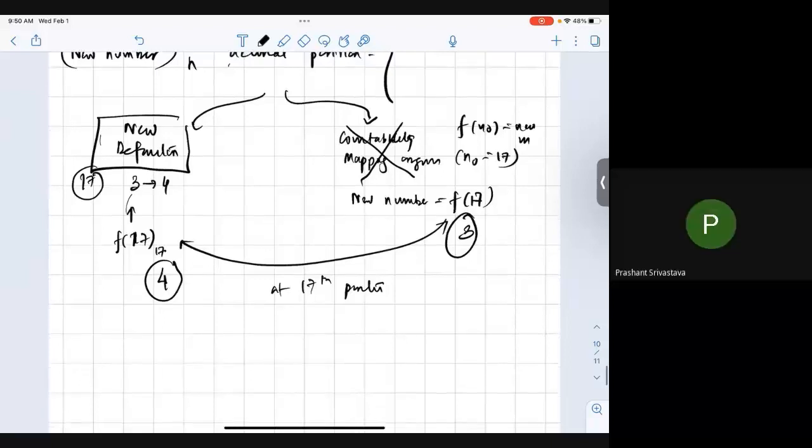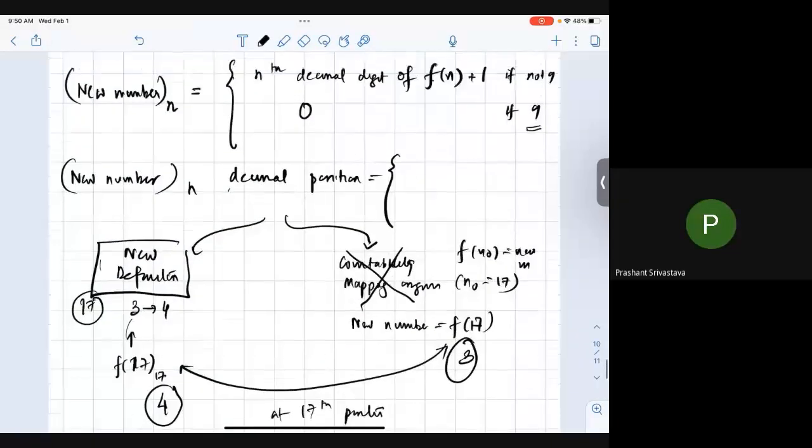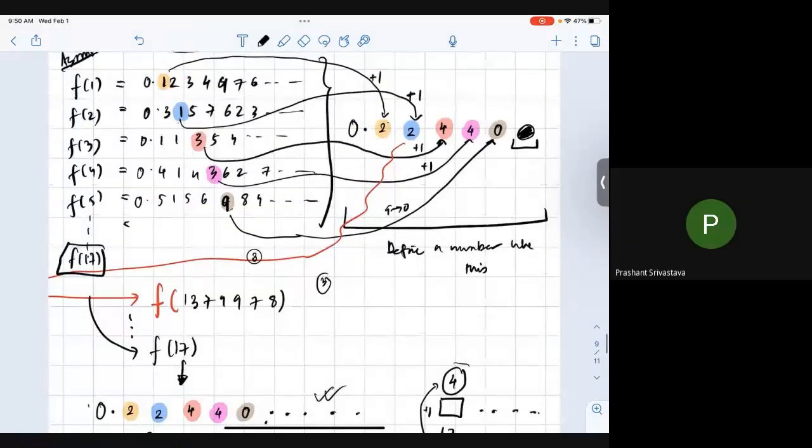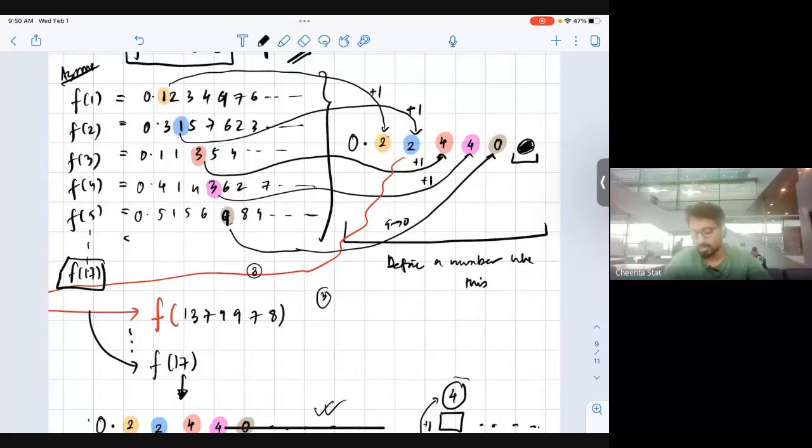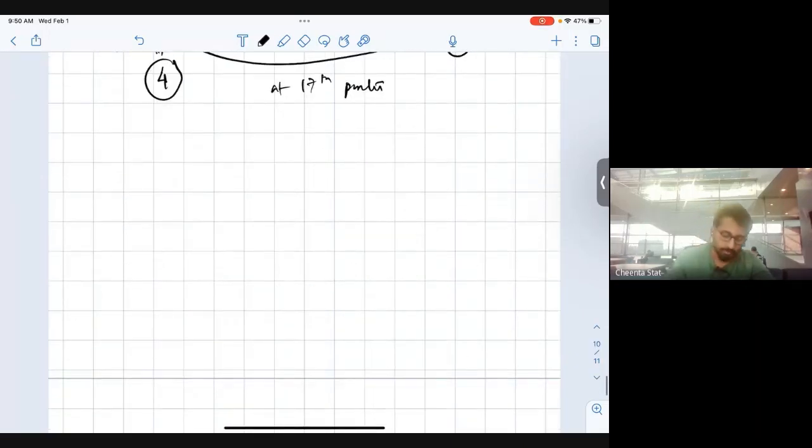Sir, at the point of the new definition, can you please repeat from the new number? The new definition tells you that the new number is formed such that the 17th or any nth decimal position is defined as, let's say for the 16th decimal position, you go to the value of f of 16 and take its 16th decimal position. So this is the basic idea. The new number is defined as follows.